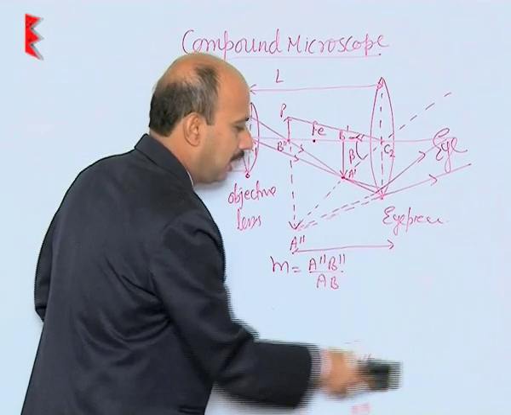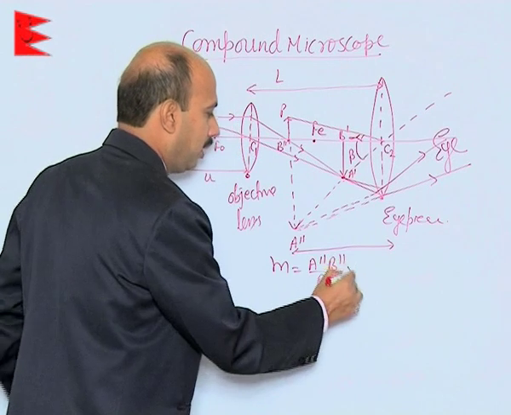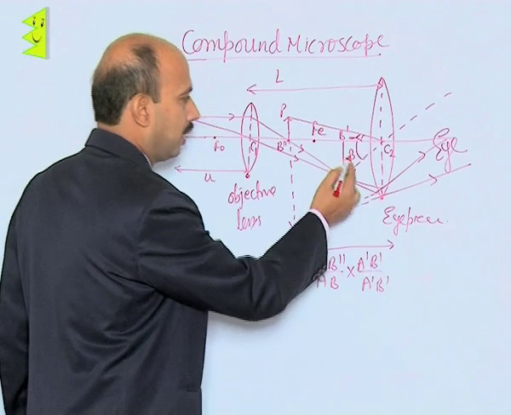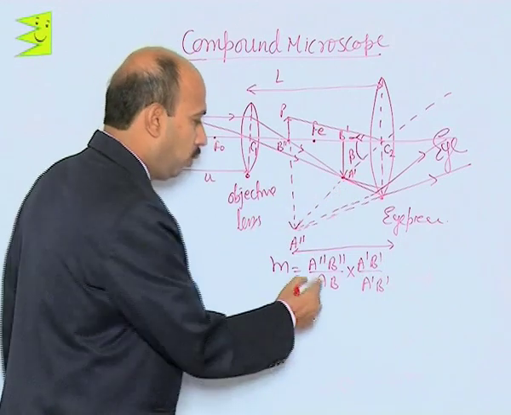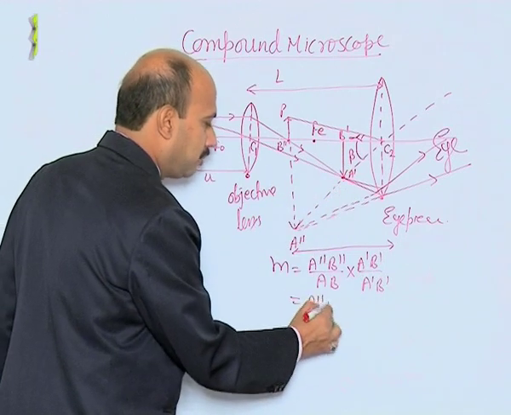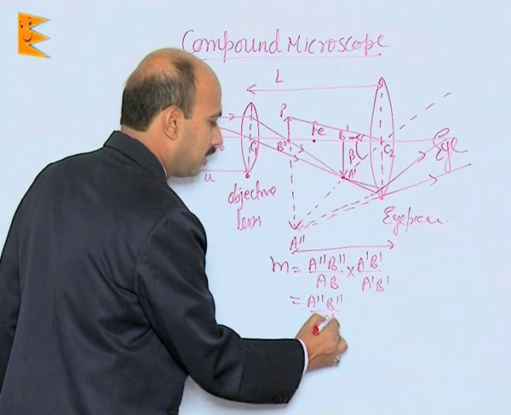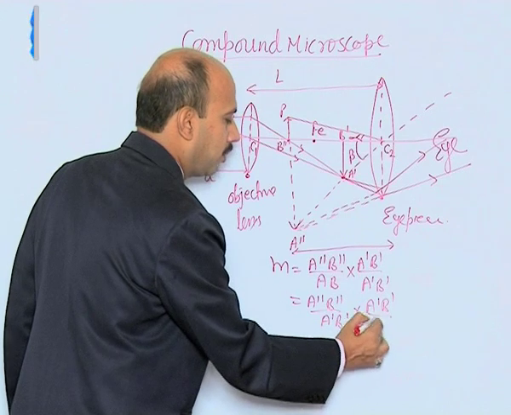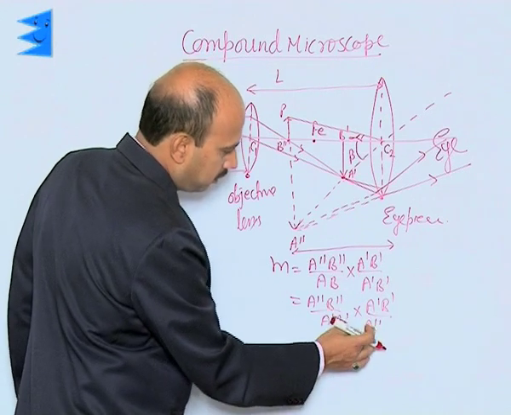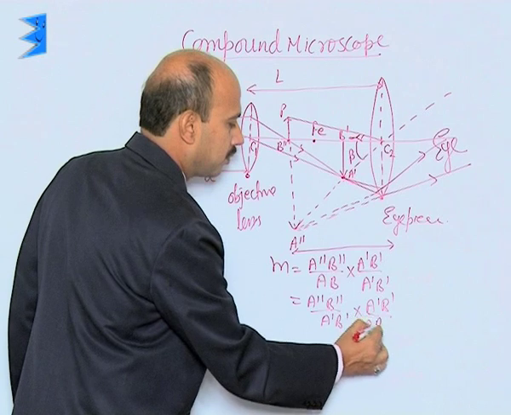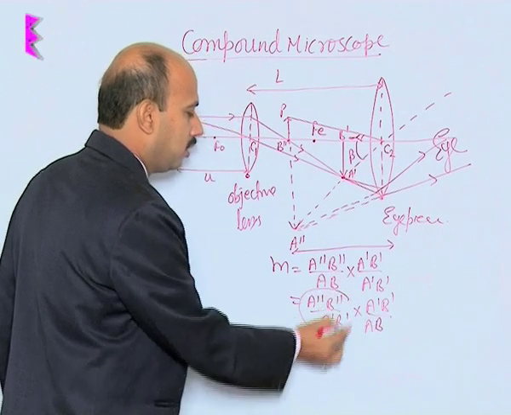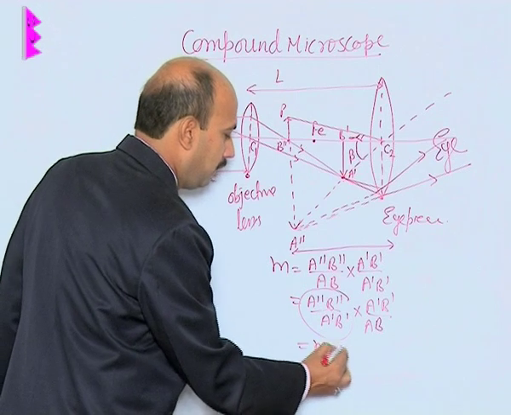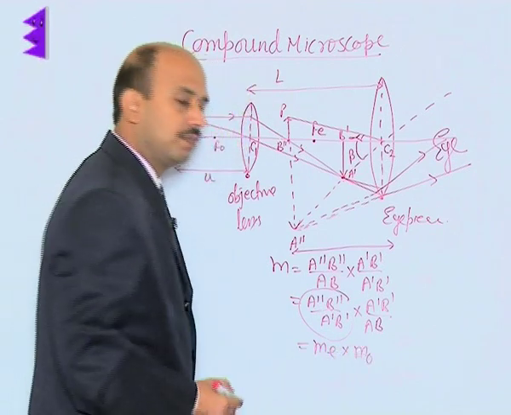Now this we can multiply and divide by A dash B dash, this image. So we can write A double dash B double dash upon A dash B dash into A dash B dash upon AB. This is the magnification for the eyepiece, so that is written as ME into MO.